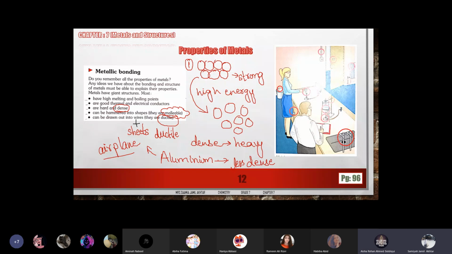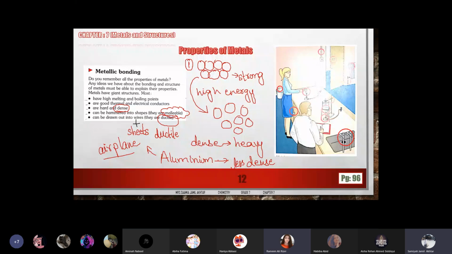Teacher, what does sheets mean? Sheets mean that they can be turned into something like paper, like foil paper. Have you seen the aluminium foil? That's a sheet, right? Yes, I have seen. Aluminium sheet. Okay.